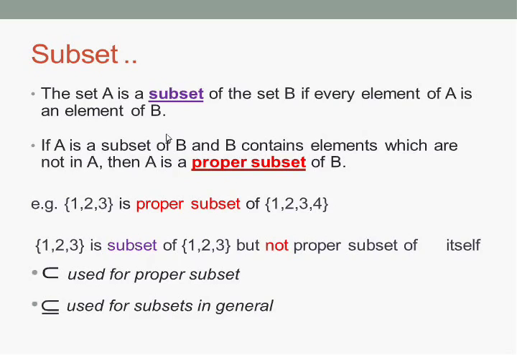In some mathematical notation, the symbol of a flipped U rotated 90 degrees in clockwise direction with an underline is used generally for subset, and a flipped U rotated 90 degrees in clockwise direction is used exclusively for proper subset.